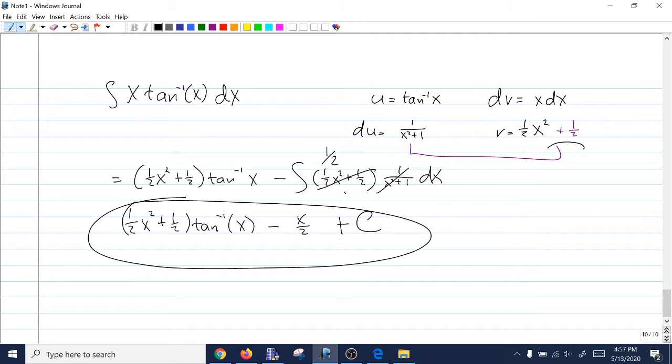Anything else I want to say about parts? Oh, yeah, I have a triple I want to do. Let's try the integral of x natural log x e to the x.